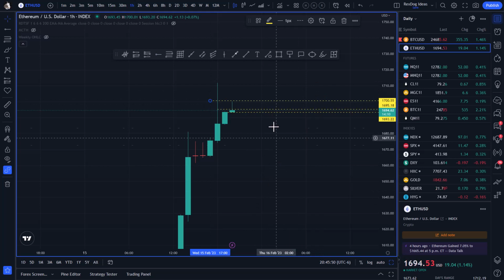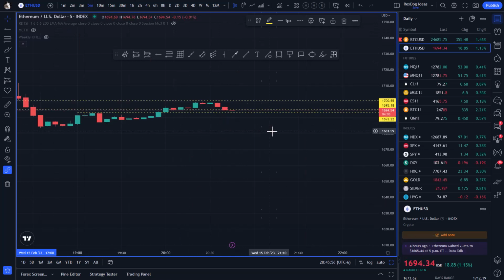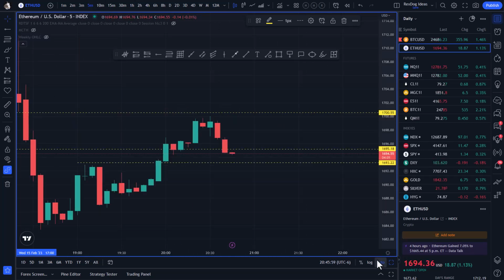All right. Now go to the 5 minute. Click 5 minute up here. Now click auto down at the bottom right. Perfect. Now find the tool up there that says vertical. It looks like a vertical line. Yeah, and then find 2000.